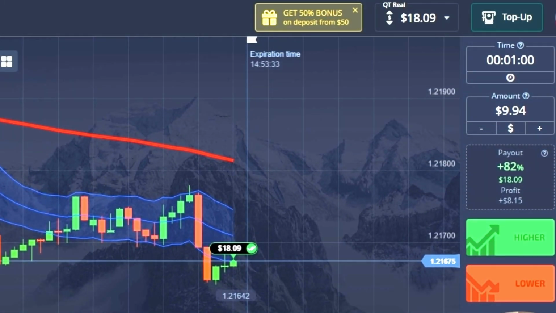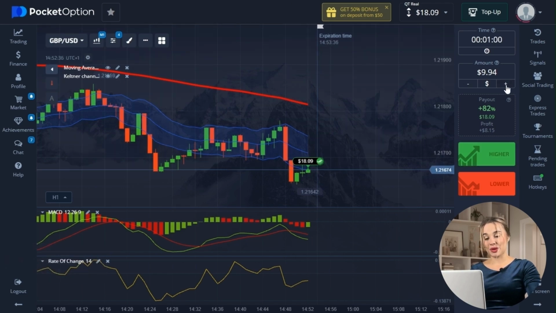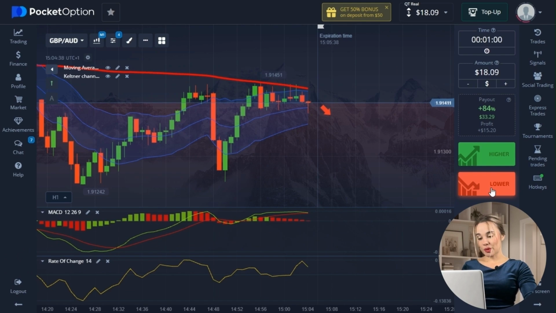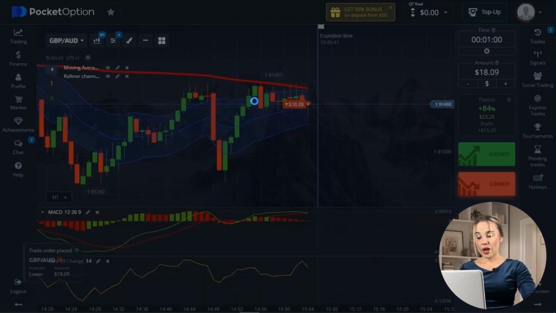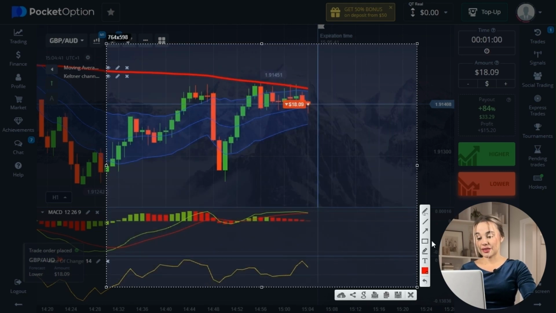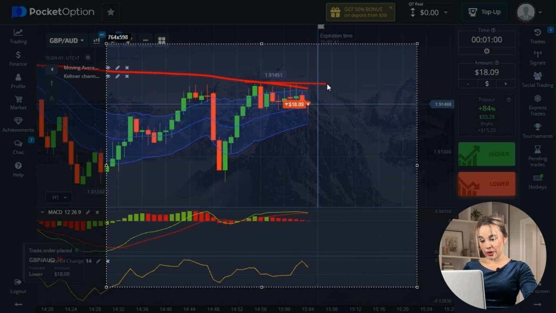Nevertheless, there is a result. The trade closed with a profit, so let's increase our investment. Let's open a down trade, my friends, and analyze the reasons for this decision. One thing that stands out is the resistance level that the chart tested. It couldn't break through, even with those peaks, and the price dropped to the middle line of the Keltner channel.